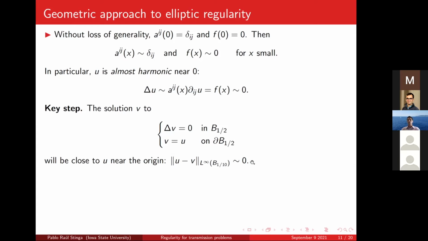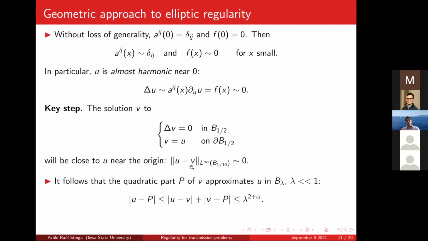All right, so the key point is to approximate the solution by a very nice function, a harmonic function. Why can you do that? Because the coefficients are close to the identity and f is close to 0. So you expect u to be almost harmonic. Okay, so its harmonic extension should be very close.